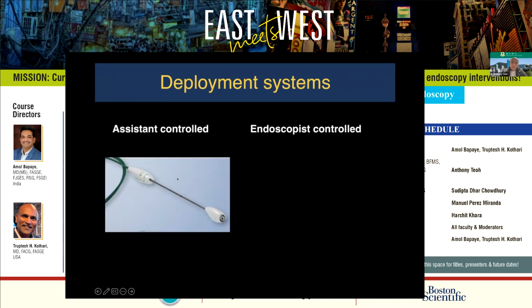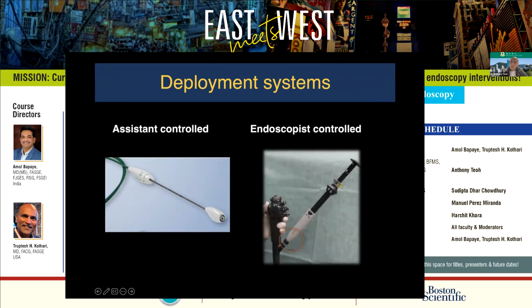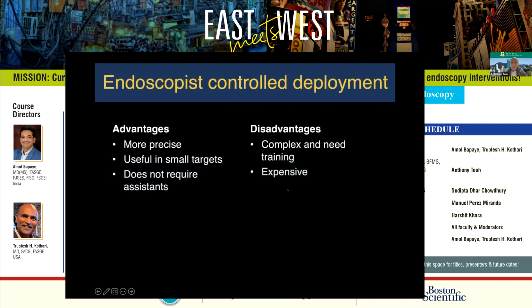In terms of deployment system, we are all very familiar with the assistant-controlled system, but these new EUS-specific systems also allow the endoscopist to have control over how the stent is deployed. This has some advantage in that it allows the endoscopist to be more precise, particularly in small targets. And you can do this procedure by yourself, more or less, especially in the absence of a very experienced assistant. But of course, you need some training to use this system, and many of these endoscopist-controlled devices are more expensive.